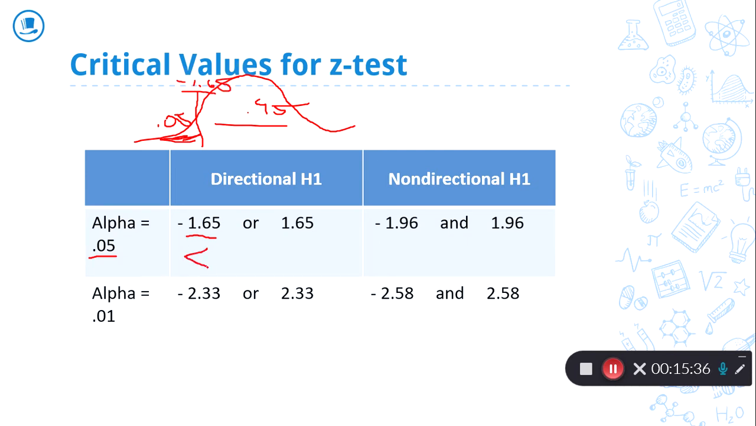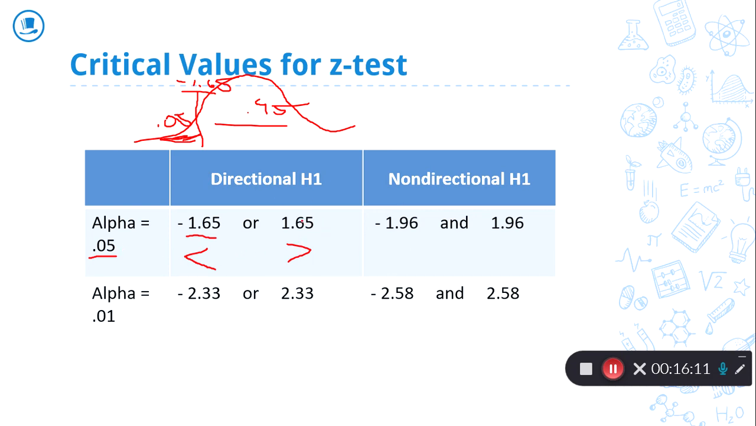That's the case, right, if we have a less than in the directional alternative, alpha 0.05. If we have a positive, a greater than, we use the positive value, right? Remember, the curve is symmetric. Whatever's true of the lower tail is also true of the upper tail. So the critical values for z when it's a directional test are negative 1.65 for less than 0.05, and positive 1.65 for greater than 0.05.